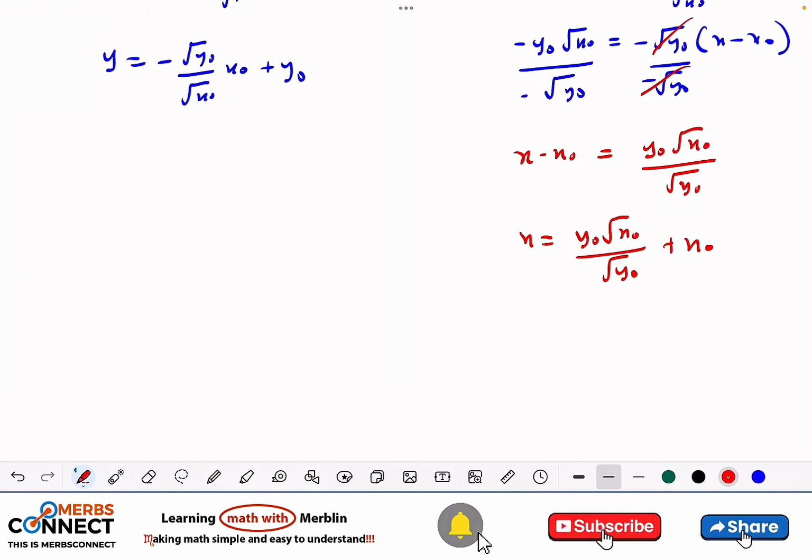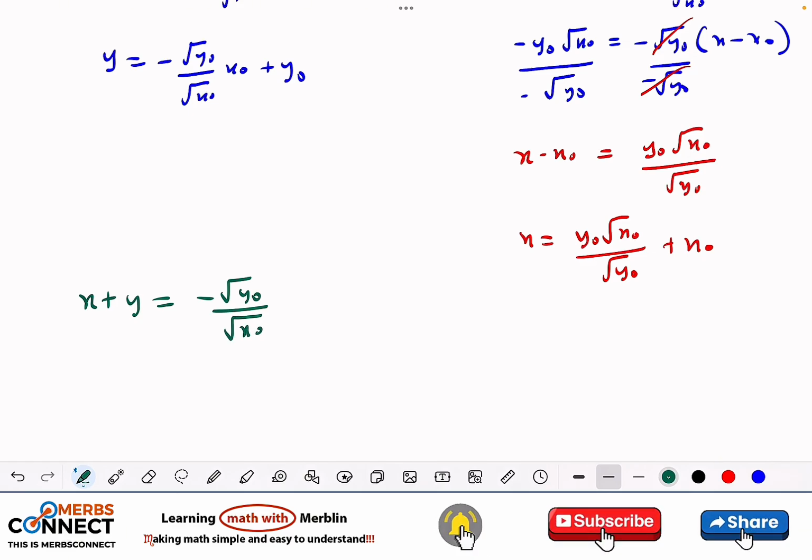Let's add them. So x plus y will be equal to minus root of y naught divided by root of x naught. And then, basically, we need to simplify that, because if not, we cannot do the cancellation. Is that right? Yes, of course. So let's do the simplification before we do that, because this is not the same as that. Can you see that? Yes. So let's do the simplification here.